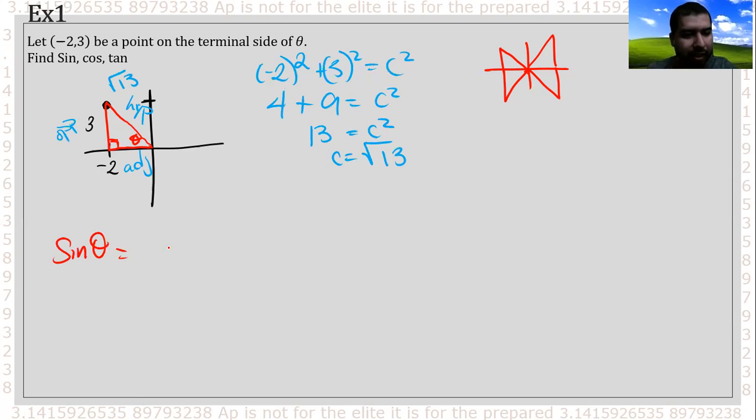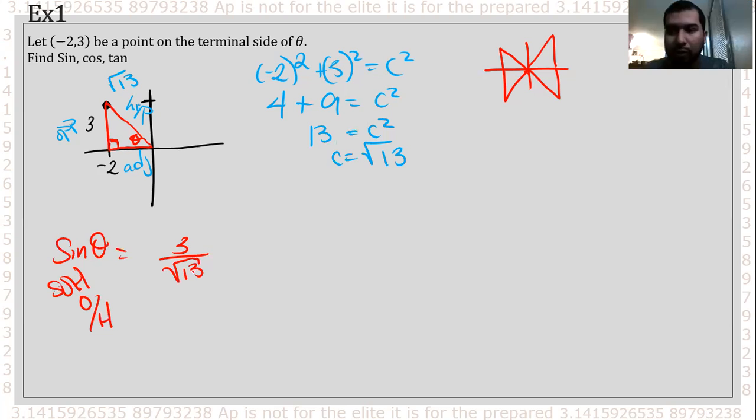Hopefully that was not that bad. This is our SO, which is opposite over hypotenuse, where my opposite is 3 and my hypotenuse is square root of 13. Keep in mind, you cannot have square roots in the denominator. So we're going to multiply by the square root of 13 on both sides to rationalize. So we have 3 square root of 13 divided by 13 as my sine of theta. Make sure you rationalize, guys. This is something you learned in Algebra 2, and I also covered it here in class.